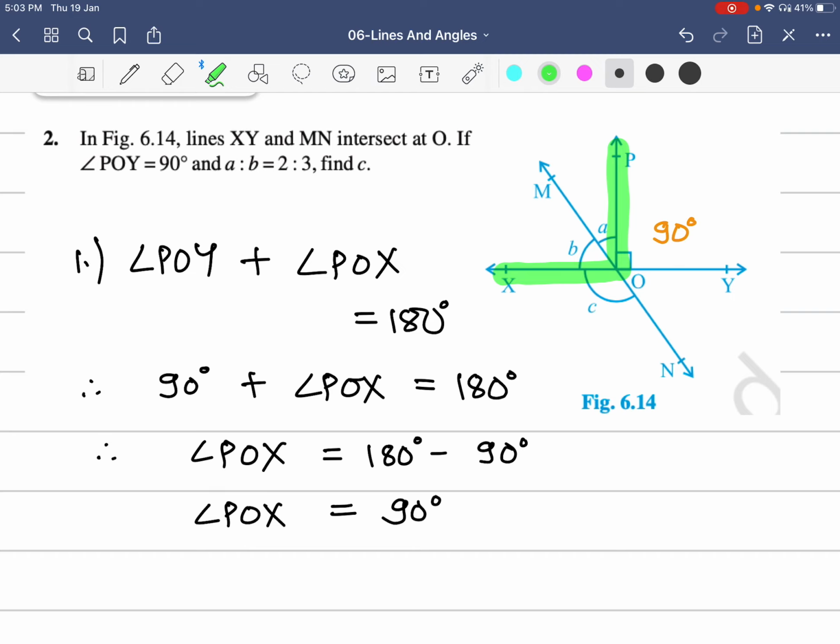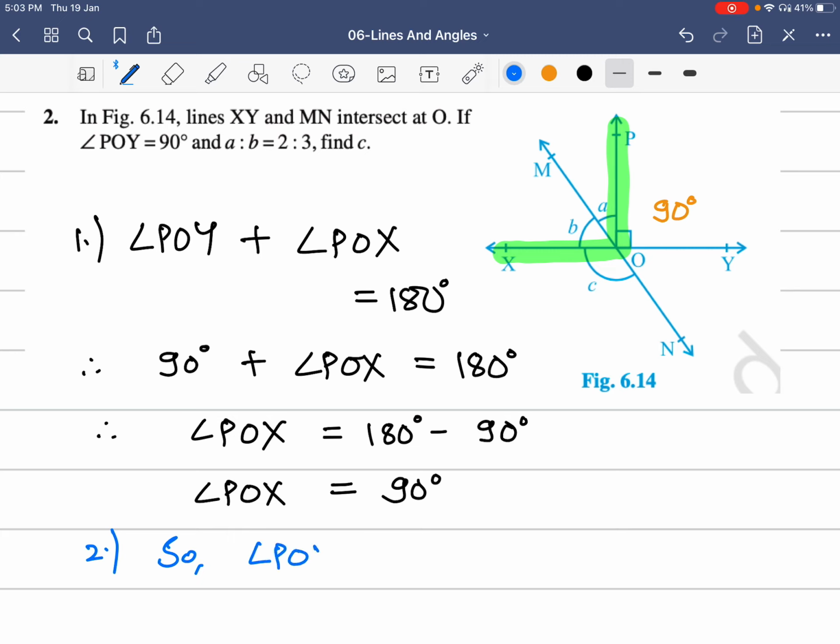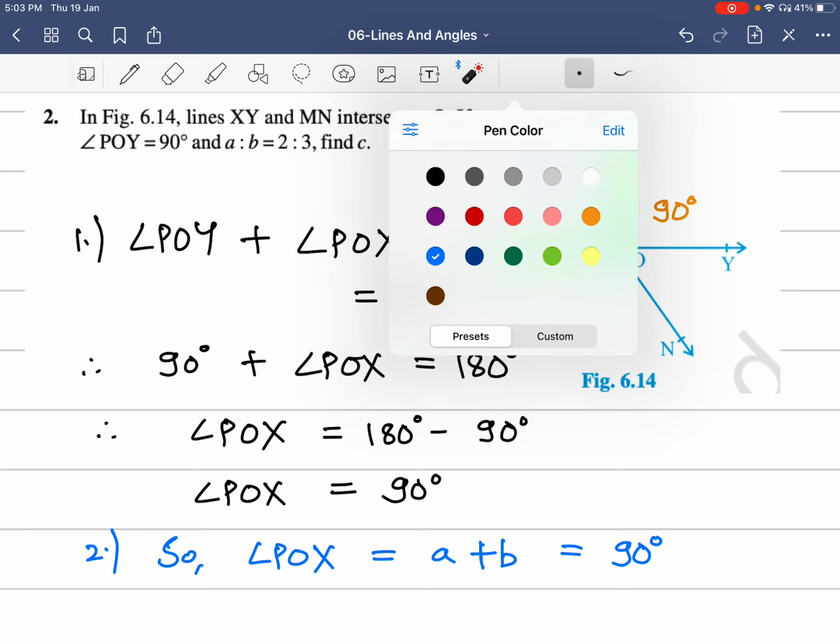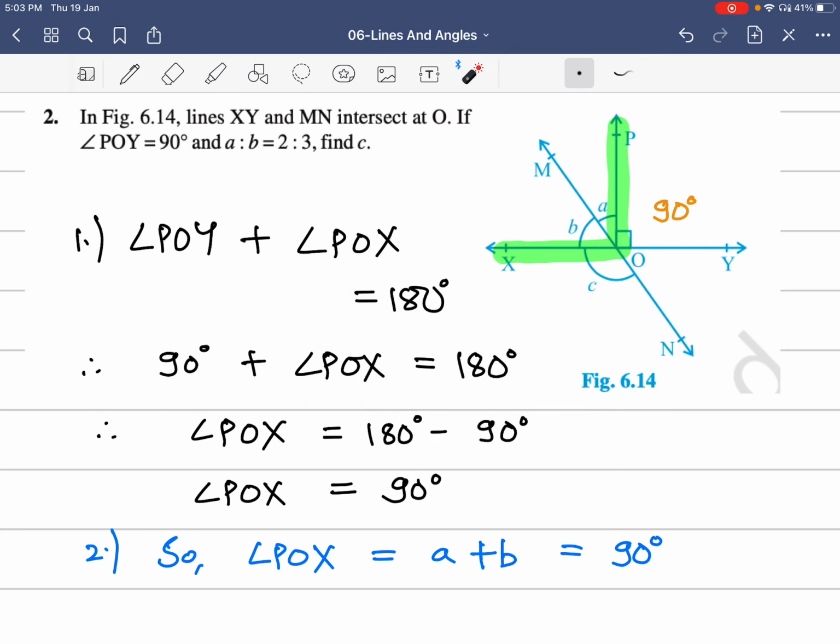But angle POX is now made up of two angles, a and b, right? It's made up of two angles, angle a and angle b. So I can say, therefore, I'm going to continue with a different color, angle POX, which is actually equal to a plus b, is equal to 90 degree. Can we say that? Yes, because a plus b is equal to 90 degree.